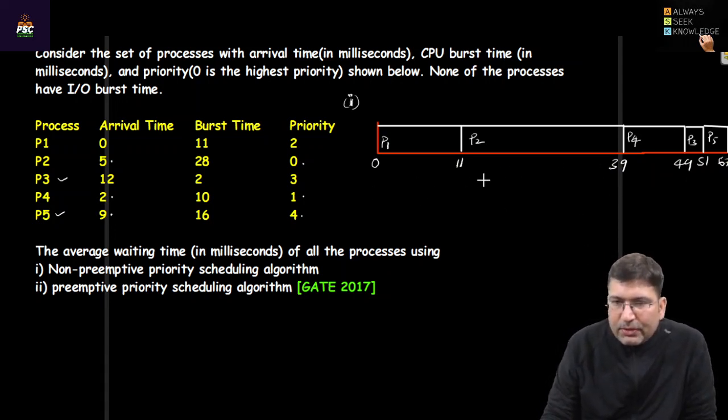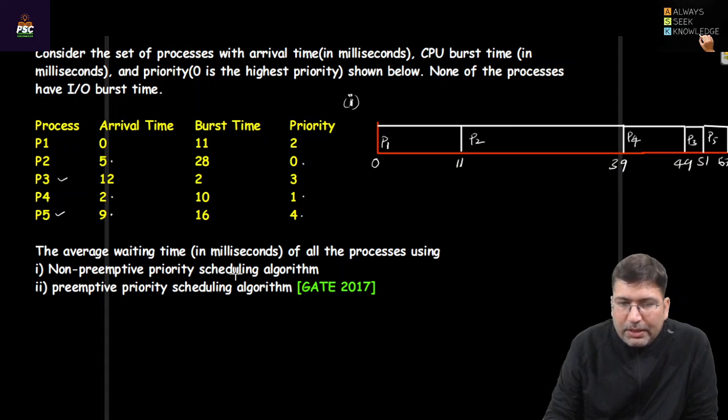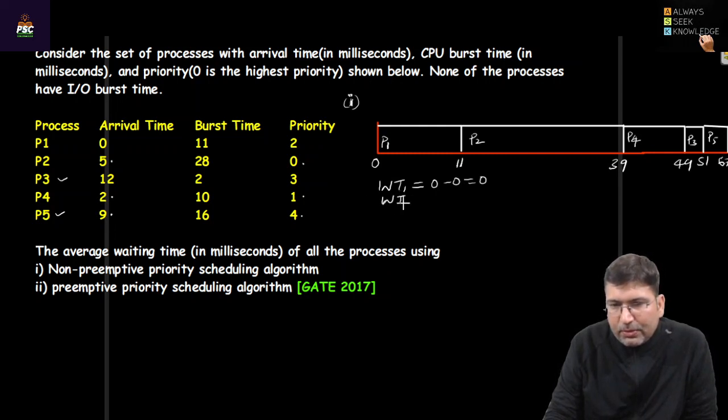So this is the Gantt chart for the very first case. If we want to calculate the waiting time, we can calculate. Waiting time for process 1: process 1 arrived at 0 and started executing at 0, so it is 0 only. Waiting time for process 2: process 2 started executing at 11 and arrived at 5, so the waiting time of process 2 is 6. Then waiting time of process 3: process 3 starts executing at 49, but it arrived at 12.